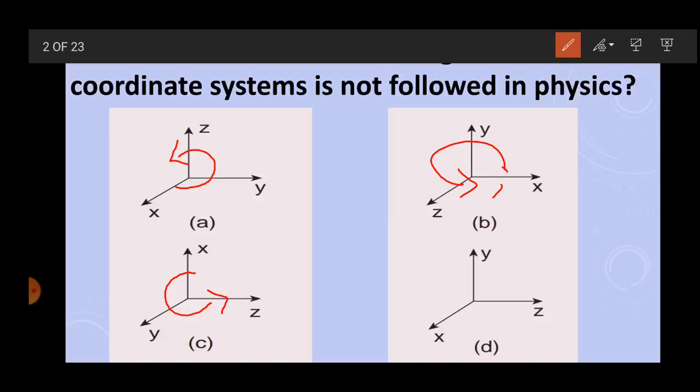And next, option D: x-axis and y-axis, then z-axis. This is clockwise direction, x, y and z axes. This is a clockwise direction. So student, this is not the coordinate system followed in physics. So the correct answer is option D.